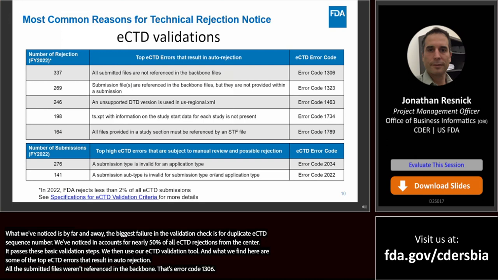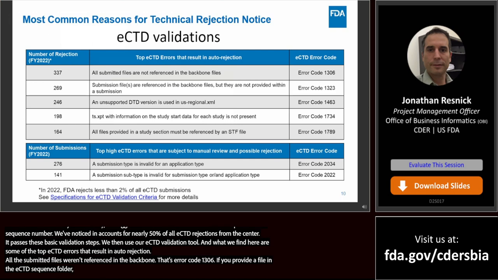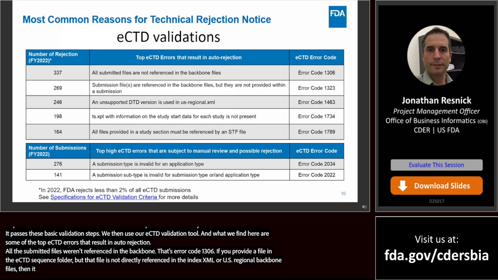So what this is all about is if you provide a file in the eCTD sequence folder, but that file is not directly referenced in the index XML or the US regional backbone files, then it's not going to be displayed to the reviewer when they're using the eCTD viewer tool.